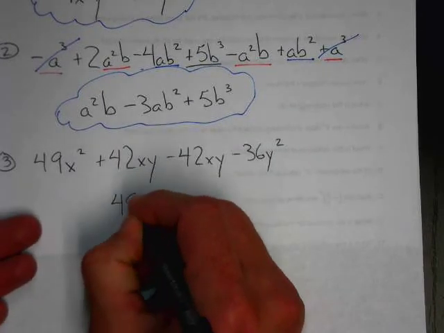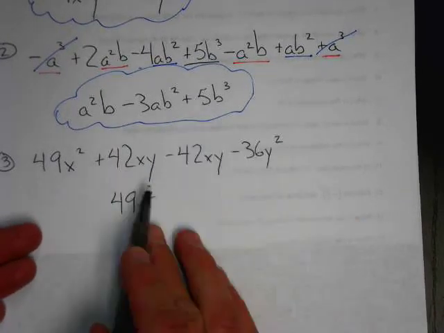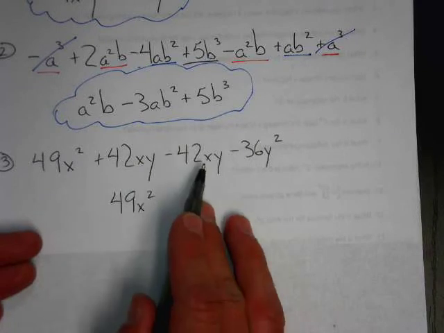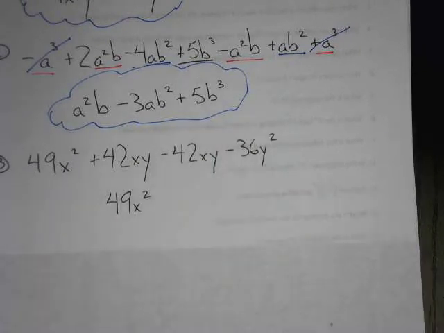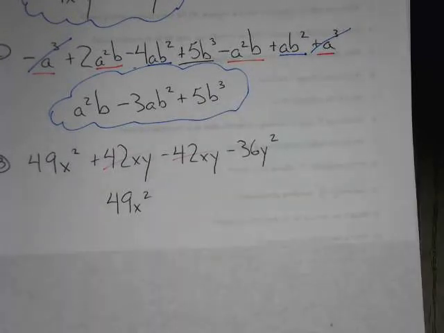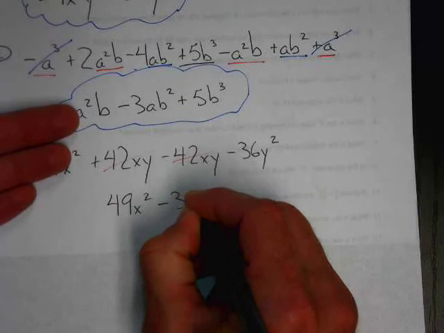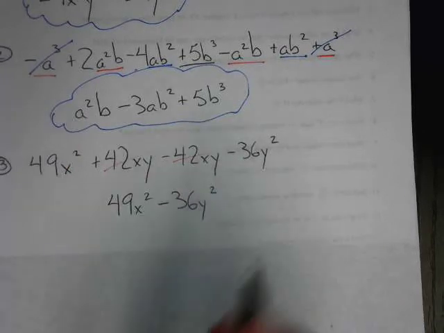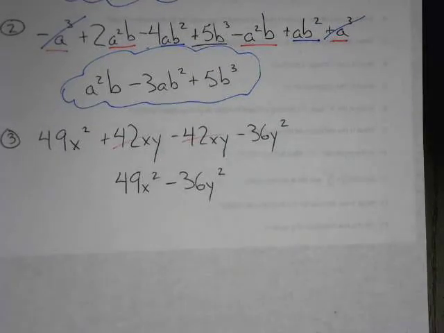That stays the same. I have plus 42xy, minus 42xy. What does that leave me? No more xy's. So if my xy's are gone, I can just mark them off like that. My xy's are gone. And that leaves me with minus 36y squared. So I have minus 36y squared. And that's as simple as I can get it.